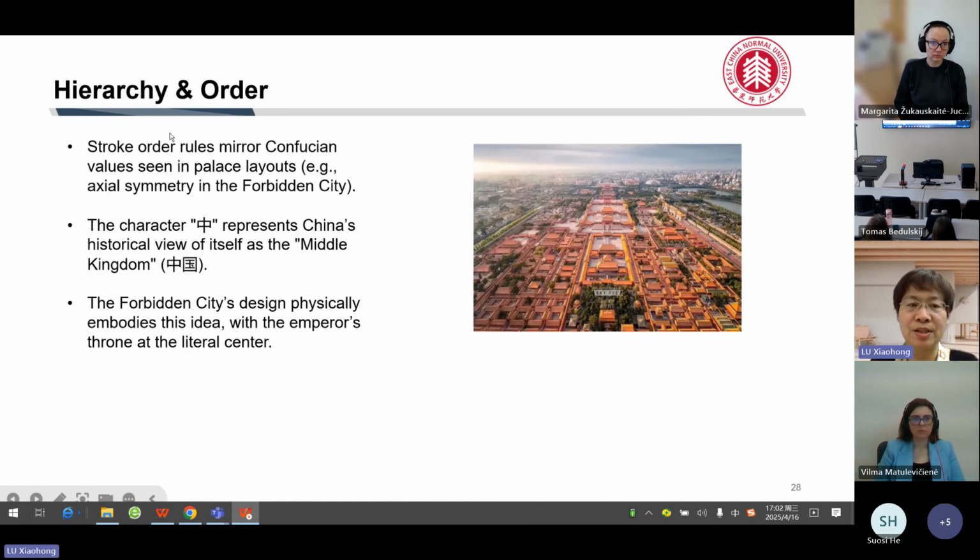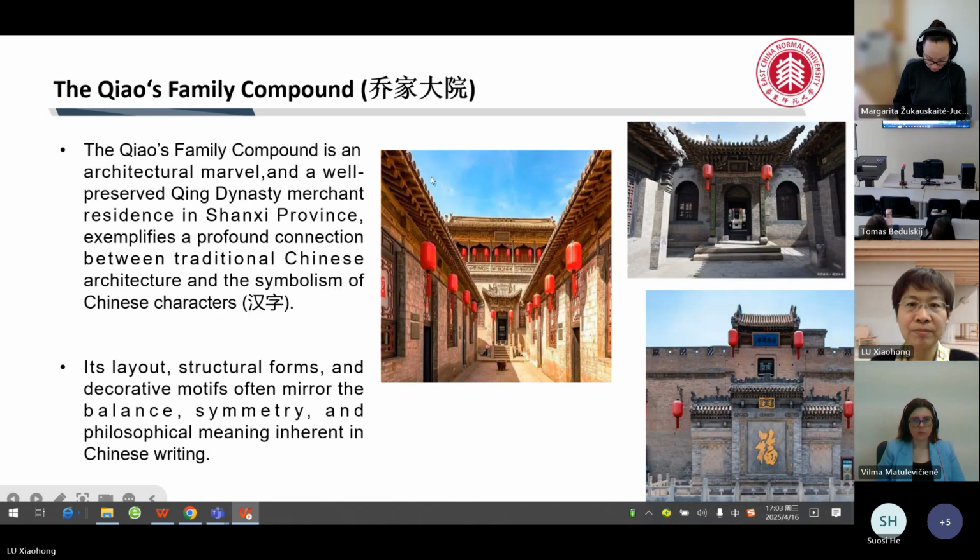Now, another point is that hierarchy and order can be found in both the architecture and the Chinese character. As we mentioned, the word 中 and its stroke order. When you write a Chinese character, you follow the stroke order rules. So these stroke order rules mirror Confucian values, and this can be seen in palace layout. We have mentioned that there is a central axis, or axial symmetry, in the Forbidden City. And the character also represents this kind of center. The Forbidden City is a place for the emperor to stay and to work.